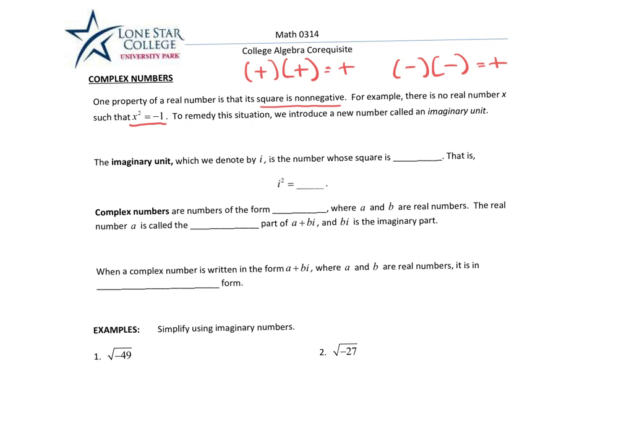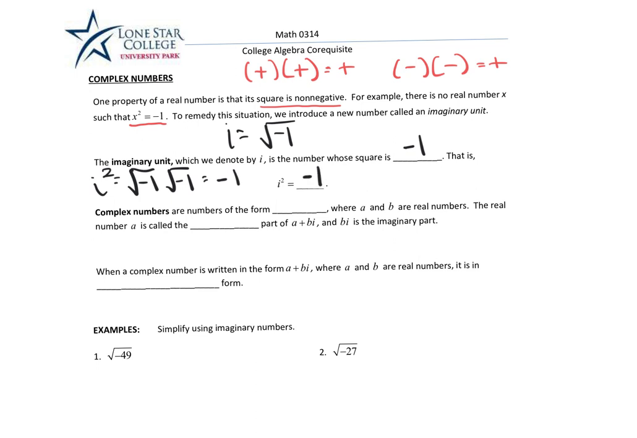And the imaginary unit we call i. And i is equal to the square root of -1. And because of this, we can now say that a term such as i squared, which is the square root of -1 times the square root of -1, is actually equal to just -1. So the imaginary unit, which we denote by i, is the number whose square is -1. That is, i squared is equal to -1.